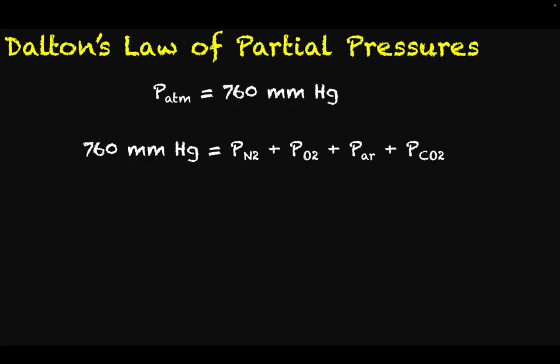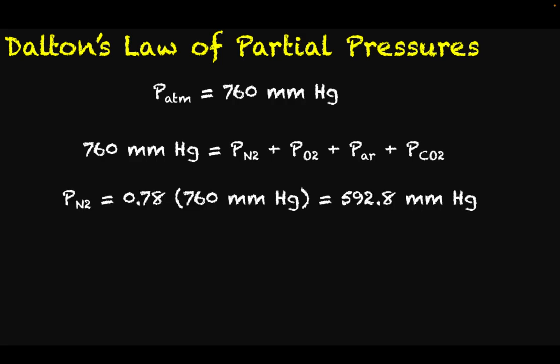But another interesting and useful thing is that these partial pressures are actually based on the percentage abundances that we looked at earlier. So if you want to know what the partial pressure of nitrogen is, well, it's just going to be 78% of the total air pressure. So 0.78 times 760 would give you a partial pressure of nitrogen equal to about 593 millimeters mercury. So of that total atmospheric pressure of 760, about 593 of that comes from nitrogen's contribution.